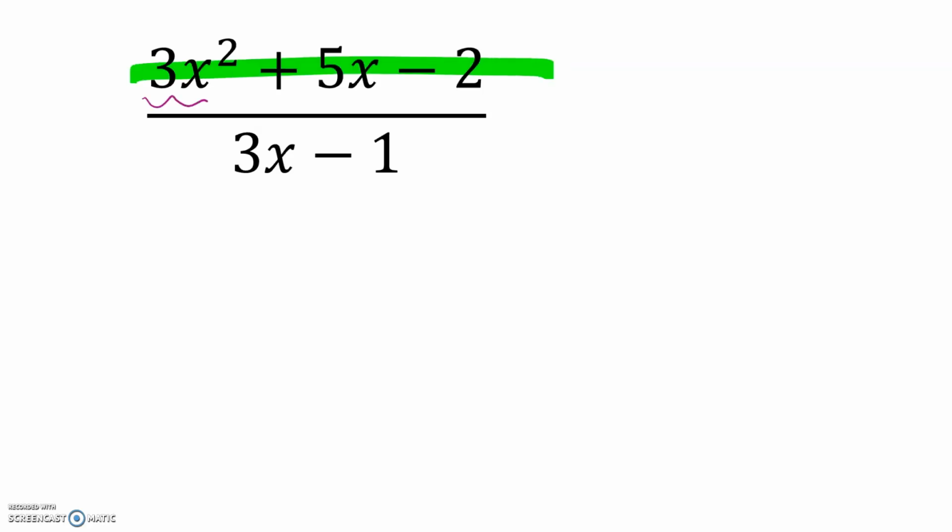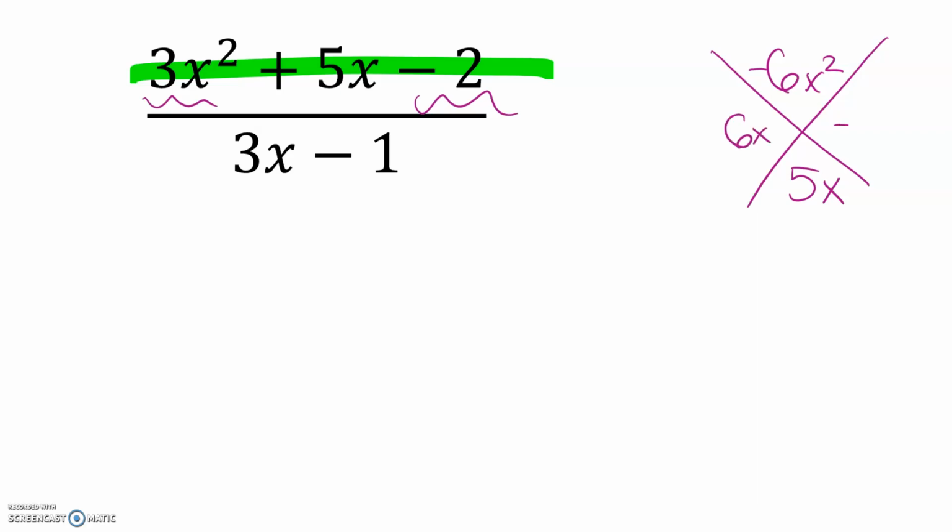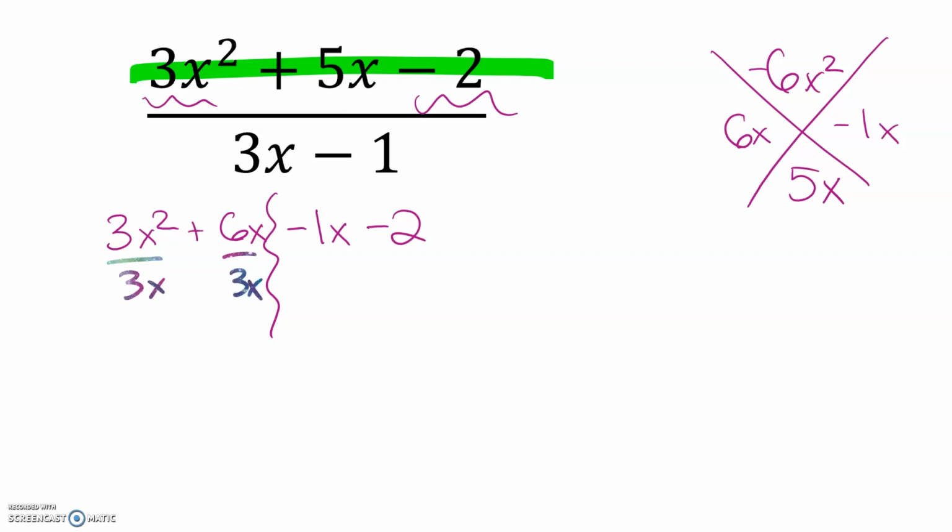So we're going to look at our AC, which is negative 6x squared, and I'm looking for a sum of 5x. So what are my products that give me negative 6? It would be 6x and negative 1x, which add up to 5. So I'm going to rewrite this. I have 3x squared plus 6x minus 1x minus 2. I'm going to divide it down the middle. What is my GCF of these first two terms? It's 3x. And that gives me 3x times x plus 2.